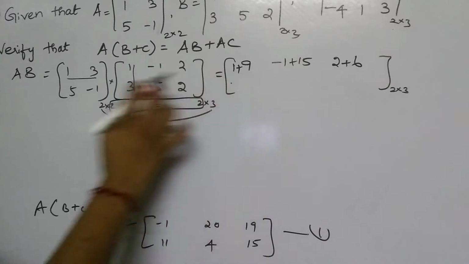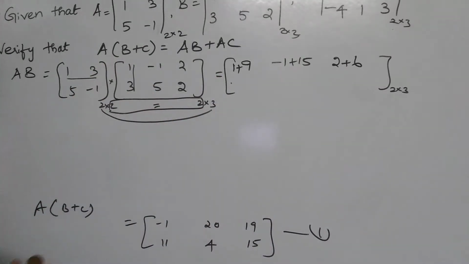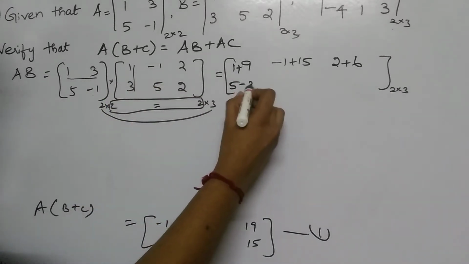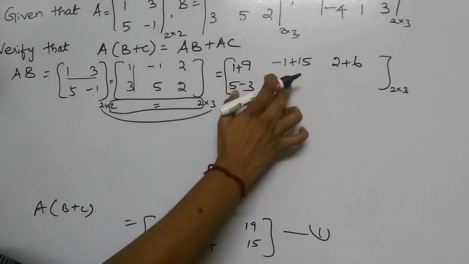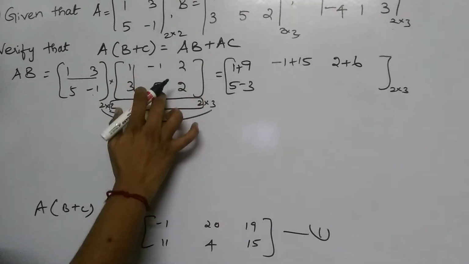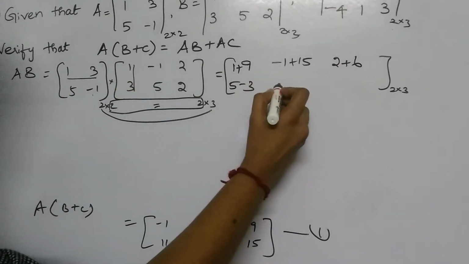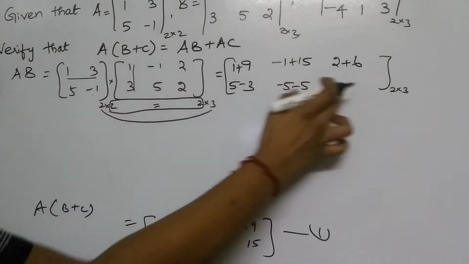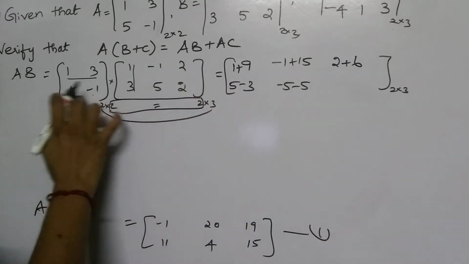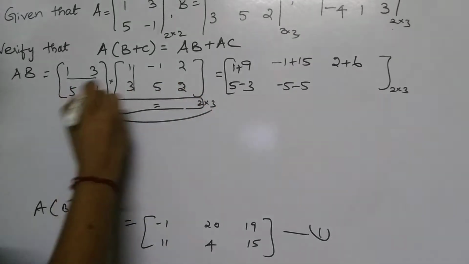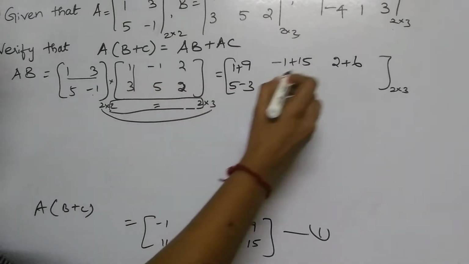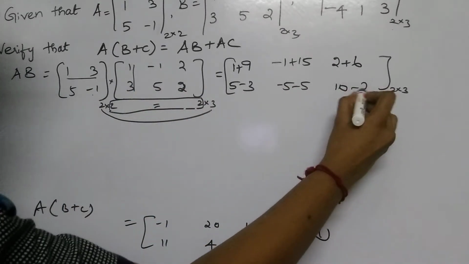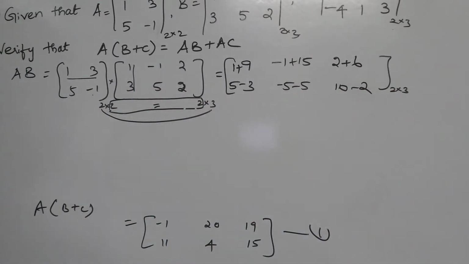For that first column, second row with first column: 5 into 1, minus 1 into 3. Then second column you have to fill up. So row with the second column element: 5 into minus 1, minus 1 into 5. Then third column element you have to fill up. So third column, fully row, fully column and multiply. 5 into 2, 10, right? Minus 1 into 2, that is minus 2. Okay.